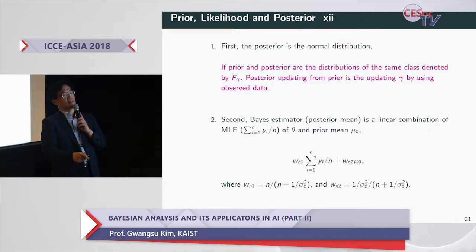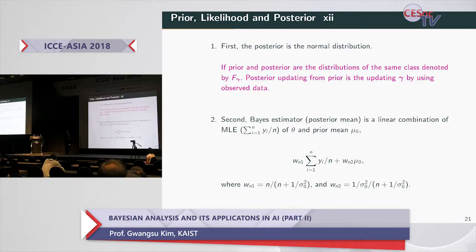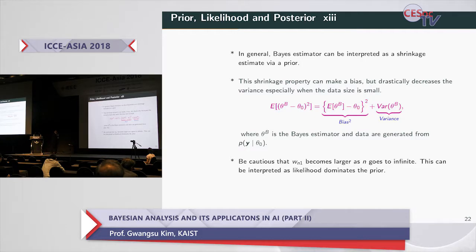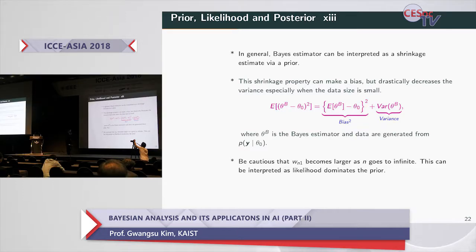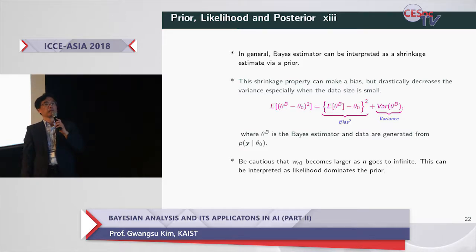And W_n1 is dominating W_n2 as n goes to infinity. If you have many data, W_n1 becomes 1 and W_n2 becomes 0. This can be interpreted as the likelihood dominating the prior; the data dominate the prior. The prior effects diminish as the data size increases. So this shrinkage property of the Bayesian estimator can be found in small data size.